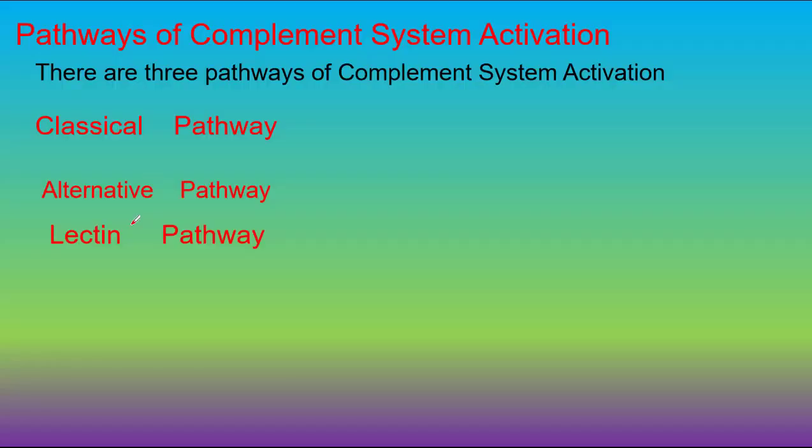All right, let us start our lecture. There are three different pathways of the complement system activation. The first one is classical pathway, the second one is alternative pathway, and the third one is lectin pathway. These three different pathways have evolved. If a microorganism evades the first pathway, it must be captured by the other pathway. So these pathways capture the pathogen and protect us from diseases.